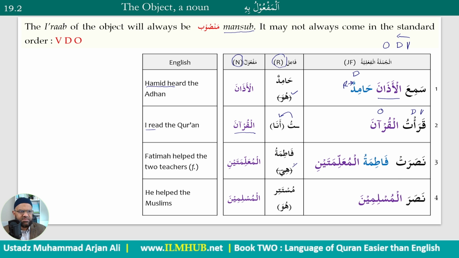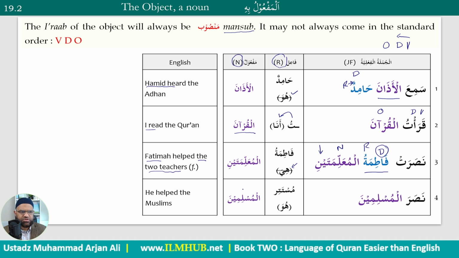Third example, nasarat, and again, you now should be able to recognize this is feminine. There is a ta embedded within the verb itself. And who did the action of helping? Of course, Fatimatu, we have here, which is rafa. So that is our doer. Okay, and the object is here, al-mu'allimatayni. Now this, of course, you know from book 1, lesson 4, that this is a dual. Dual ends with ani in rafa, ayni in nasab or jar. Here, of course, it has to be nothing but nasab. Why? Because of the structure, there's nothing else there. So we know that this is nasab. So the translation is Fatima helped the 2 teachers.